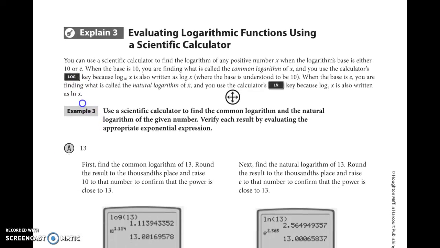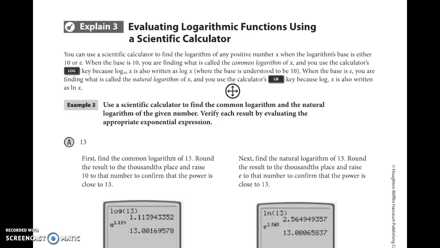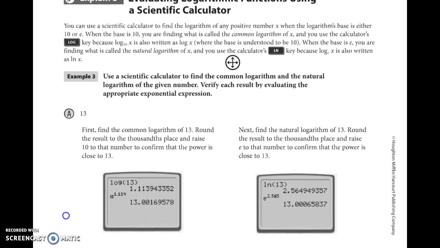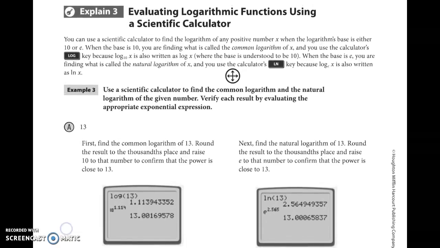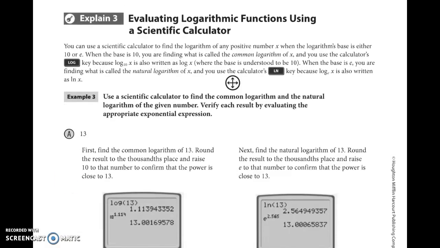Okay, in this video I'm going to be going over Module 15.1, Explain 3, which is evaluating logarithmic functions using a scientific calculator, and we are on page 750. This video is going to be fairly short because it's literally just going over how to plug it into a calculator. So let's read.